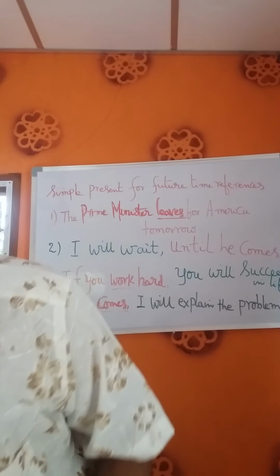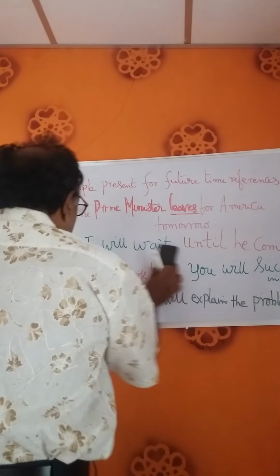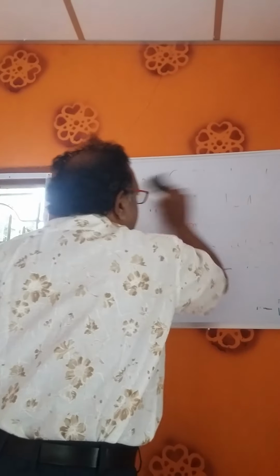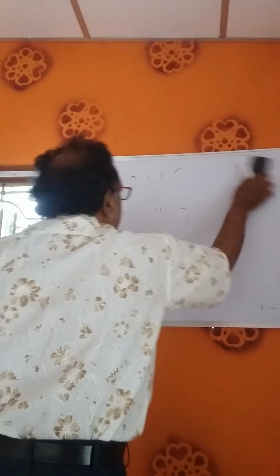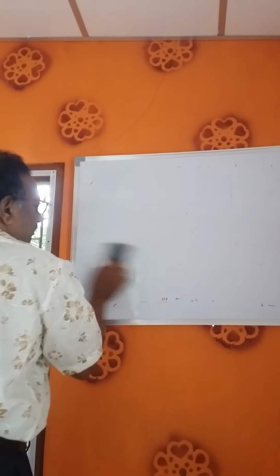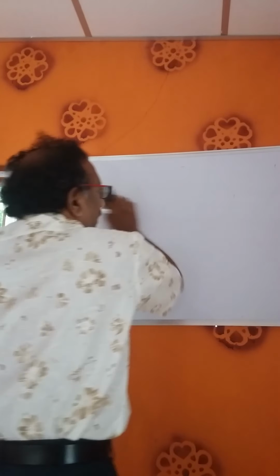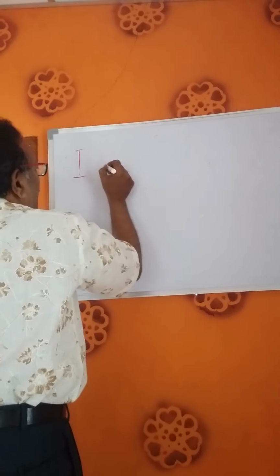Now, have a look at the board. I am going to write some sentences. Okay, I am cleaning the blackboard. Please wait for me. Hold for me some time, until I clean the blackboard. It takes some time. Please wait for me. Okay, I'm writing some sentence. Have a look at the board.